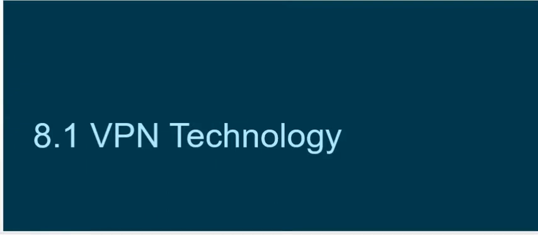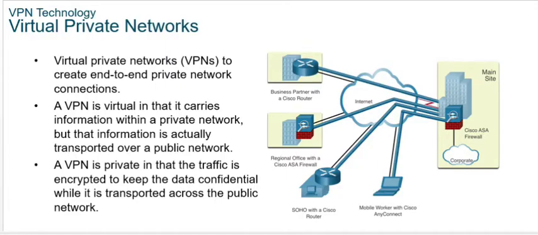So VPN technologies. A virtual private network basically allows us to create end-to-end connections that are encrypted across public office space. So a VPN is a virtual connection within the private networks that allows information to flow over public networks or the internet. The VPN is also private in that we use encryption to keep the data confidential while we're transporting it over the public network.